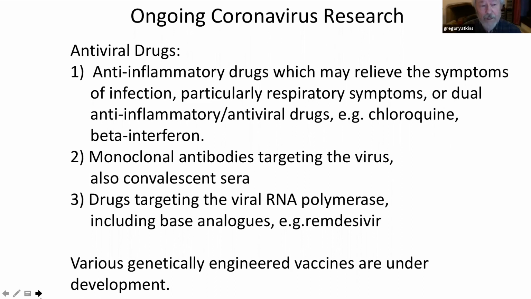So what's happening now? Well, various antiviral drugs are being developed. I've put some of them here. Antibodies targeting the virus. They're talking about using convalescent sera now. Drugs which target the viral RNA polymerase. The only one that's shown any kind of effect so far is this one, remdesivir. That doesn't really affect mortality, just the speed of recovery. And as I've said earlier on, there are various genetically engineered vaccines under development.